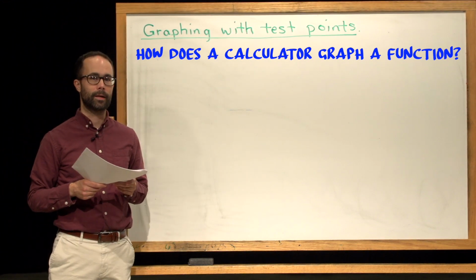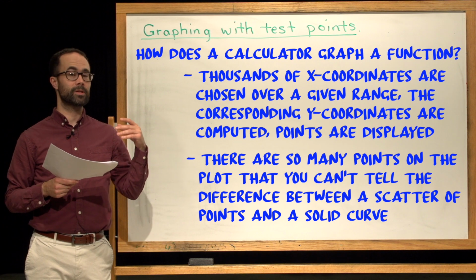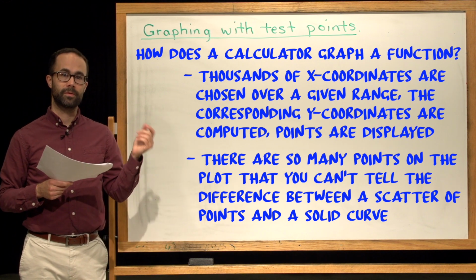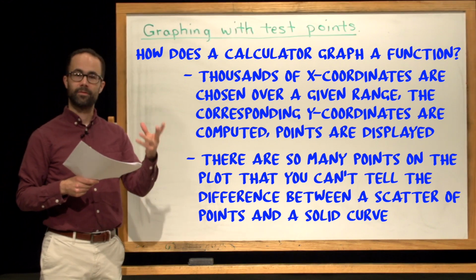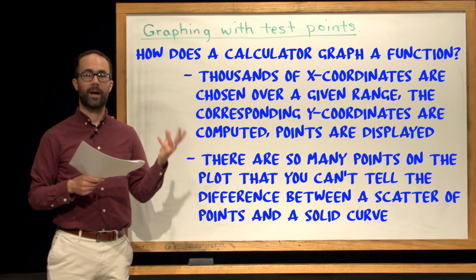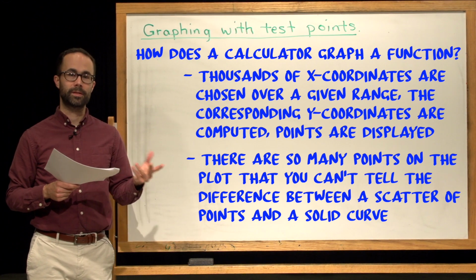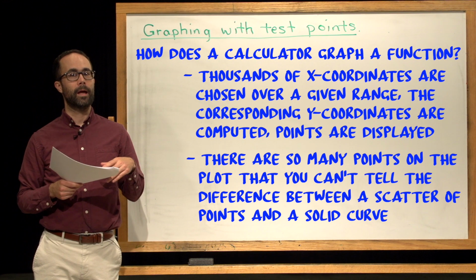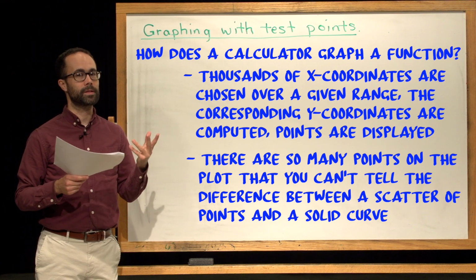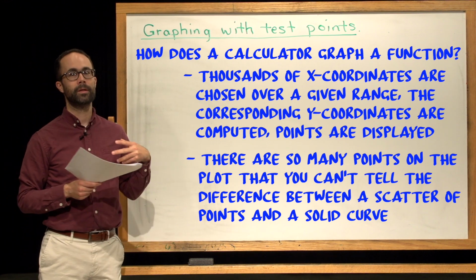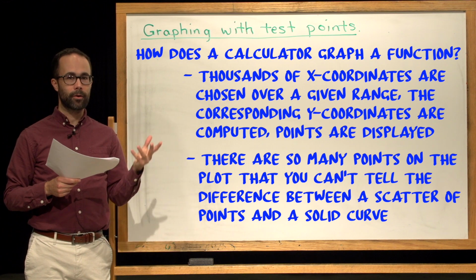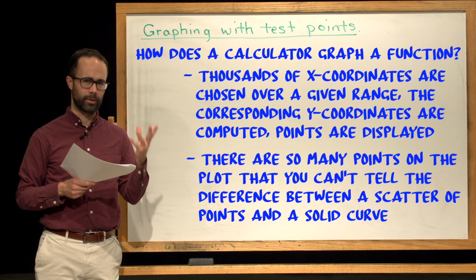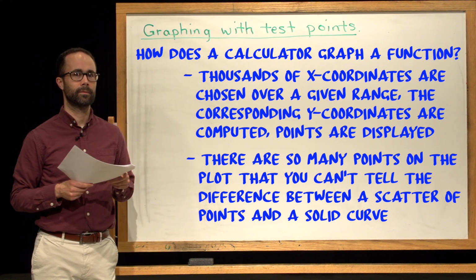So what's really happening there is the calculator takes thousands of x values, substitutes them, evaluates them in the function, and that gives us y coordinates. So we have thousands of points in two-dimensional space, x and y coordinates together, and it plots them all together. By the end of that, there are so many points that you can't really distinguish it as being a scatter of points or a smooth connected curve. So this is how calculators are able to give us these really nice graphs.